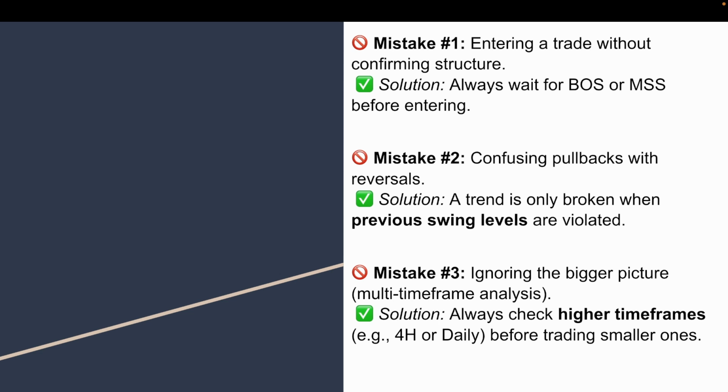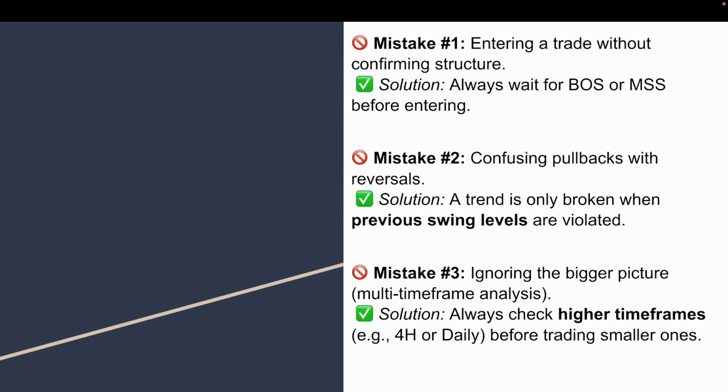Mistake number 2: confusing pullbacks with reversals. Right, the solution here is a trend is only broken when previous swing levels are violated. We talked about this. If you're in an uptrend, we got higher highs and higher lows, and if you're in a downtrend, we got lower highs and lower lows.